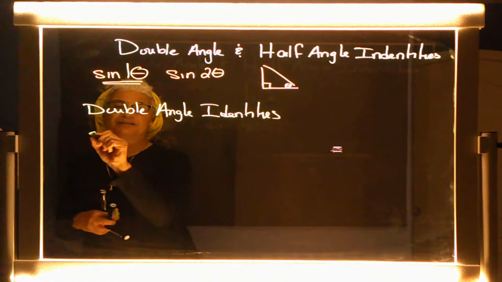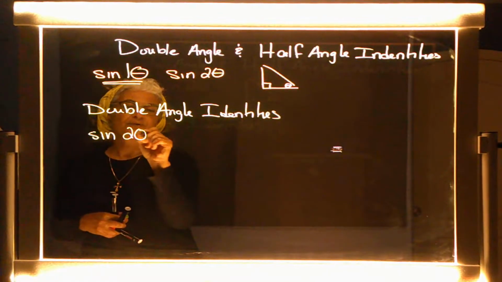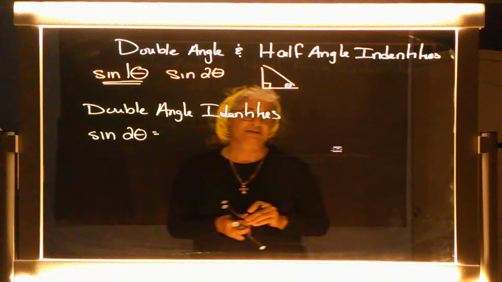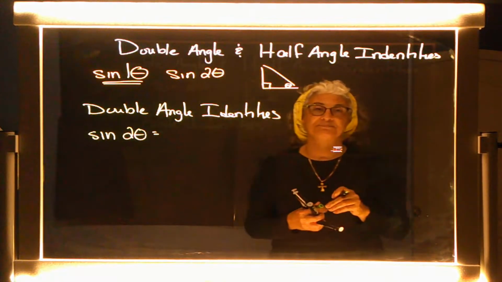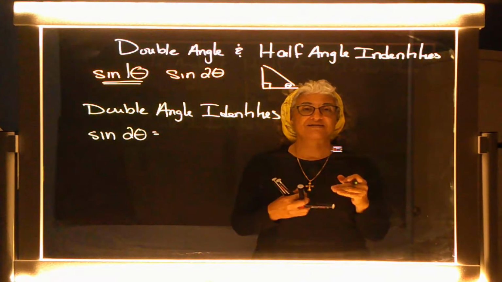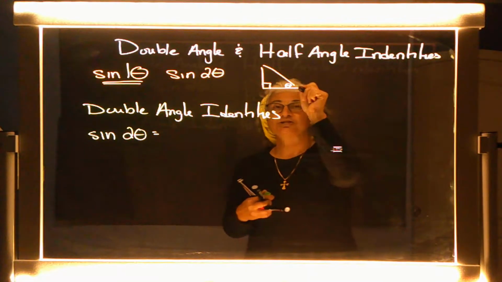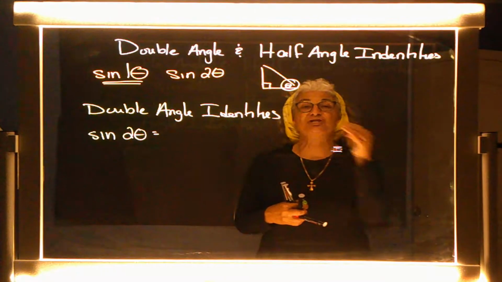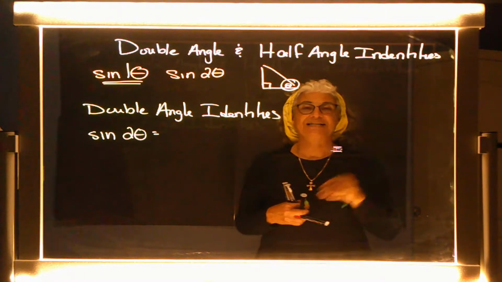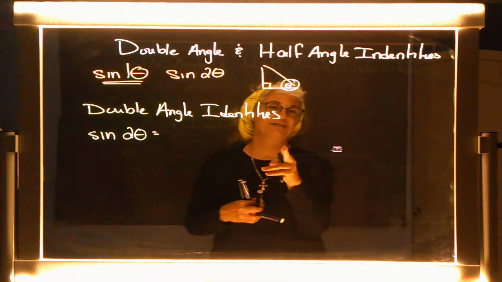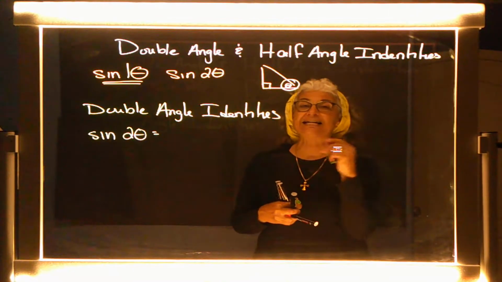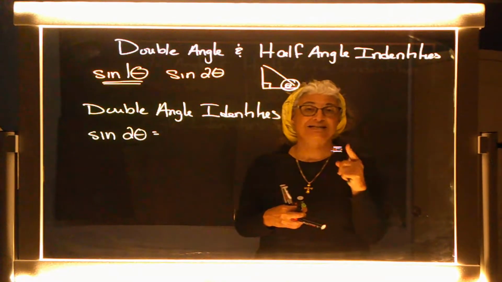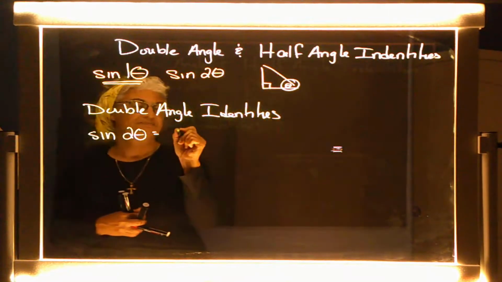So the first double angle identity I want to write down is sine of 2 theta. Now again, I don't know how to find the sine of a double angle. Right triangles only deal with a single angle. So I need to reduce this. I need to reduce it from a double angle down to a single angle. And here is the identity that's going to help us do that.